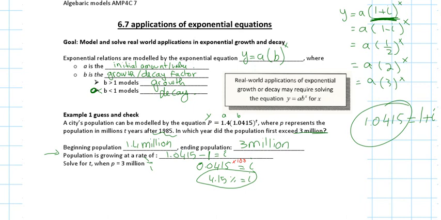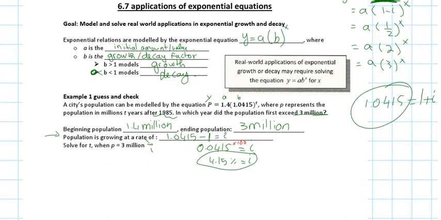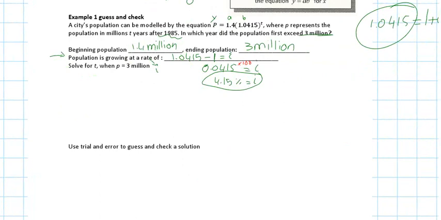So the question is asking me to solve for t. If I take the equation, it's P equals 1.4 times 1.0415 to the power of t. I know what my final population is going to be, right? Which is 3. And I'm looking for t.